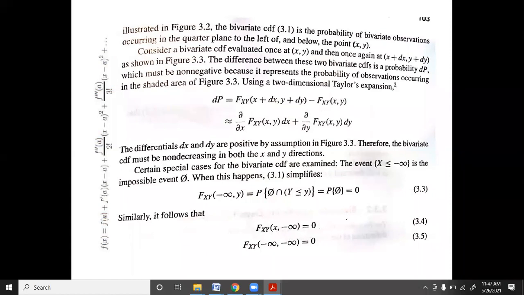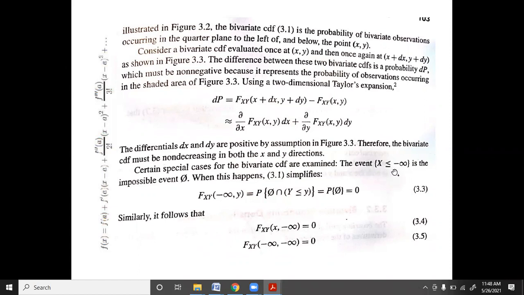This is a very important concept. Please do not forget: the CDF should always be non-decreasing. The CDF should always be monotonically increasing, which means it can either increase or remain the same, but it can never decrease. So we can consider certain special cases over here.